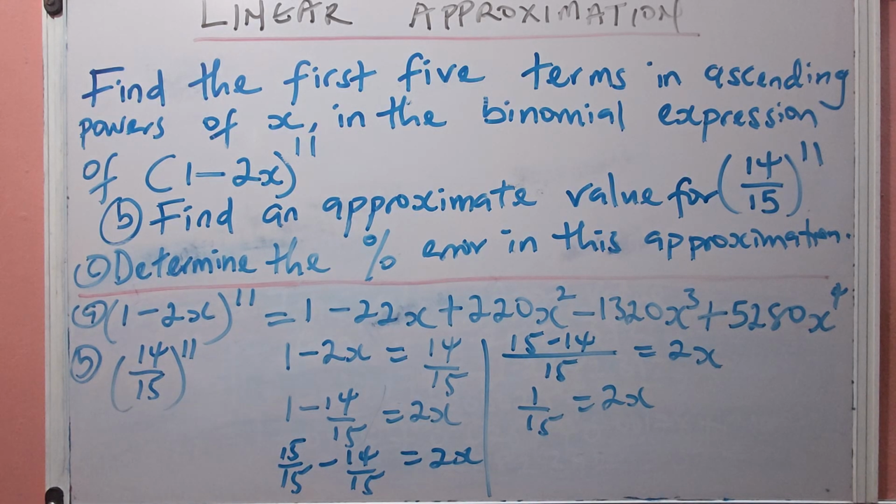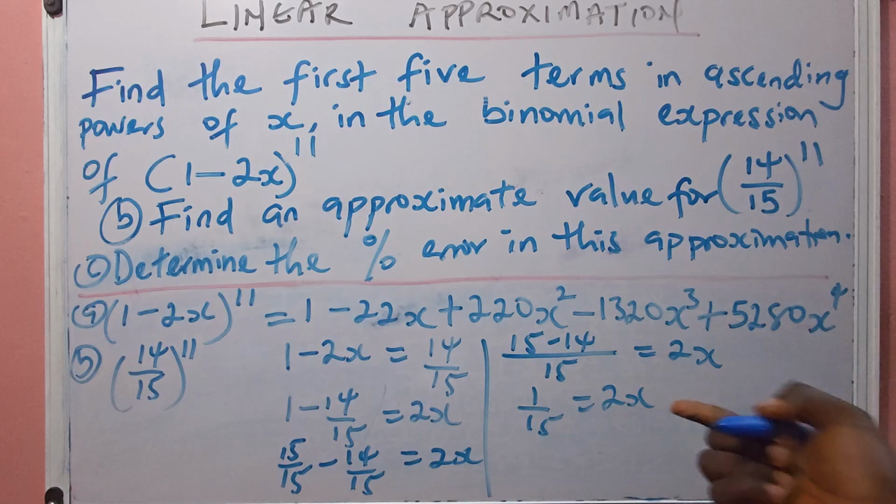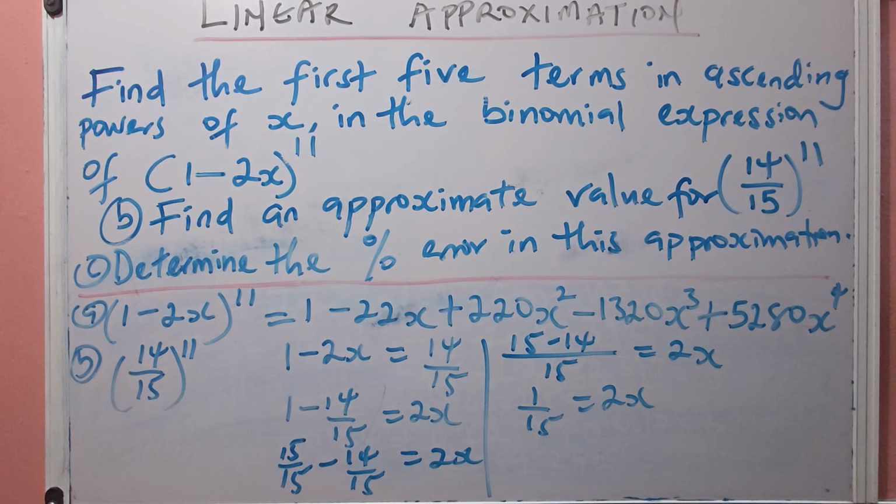Don't forget, I was not told to find 2x, I was told to find x. So I still have to go on to solve for x. So how you want to do that is up to you. You can decide to cross multiply first. You can decide to divide both sides by 2. But whatever you are doing, just do it perfectly well.